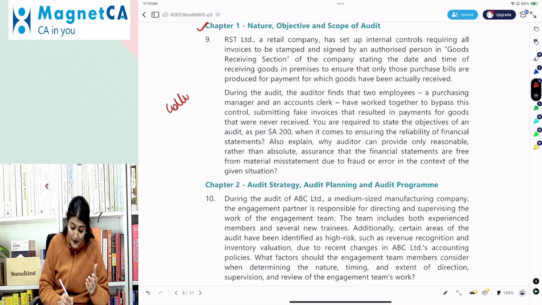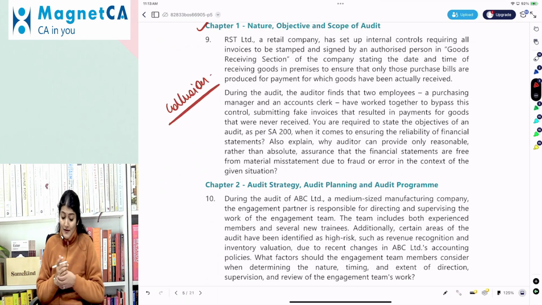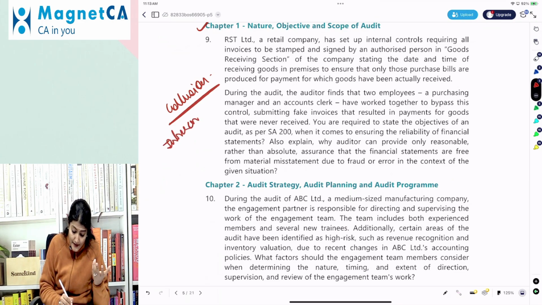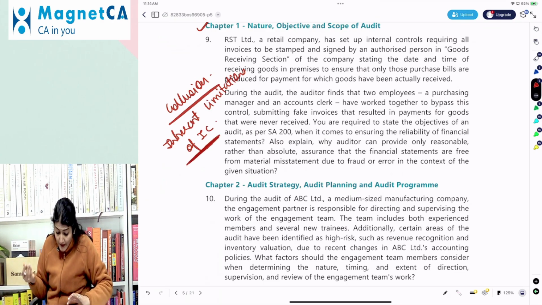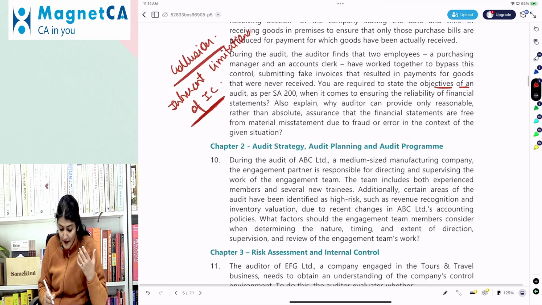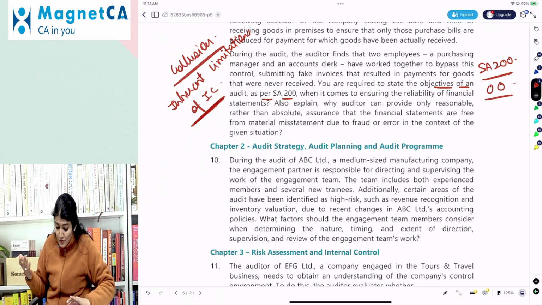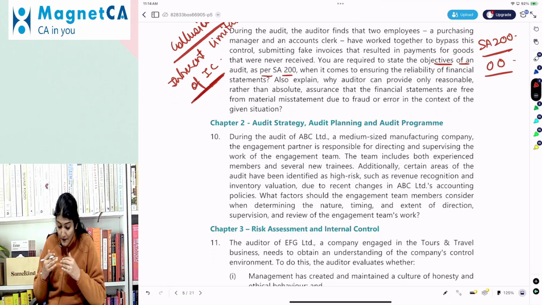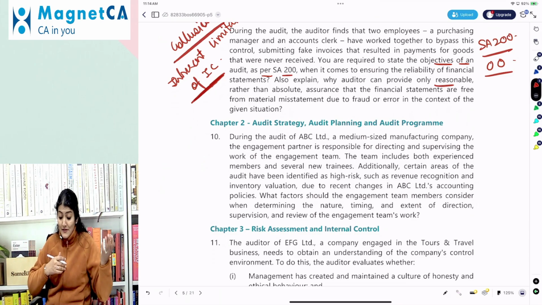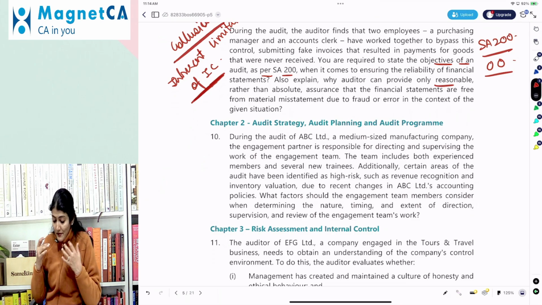Right. So basically, there has been a collusion among the employees, right? So this happens because of the inherent limitations of the internal control, right? Inherent limitations of the weaknesses of the internal control. Okay, you are required to state the objectives of an auditor as per SA 200. You say, ma'am, we are experts in that. SA 200 overall objectives of the independent auditor when it comes to ensuring the reliability of financial statements. Also explain why the auditor can provide only reasonable rather than absolute assurance that the financial statements are free from material misstatement due to fraud or error in the context of the given situation.